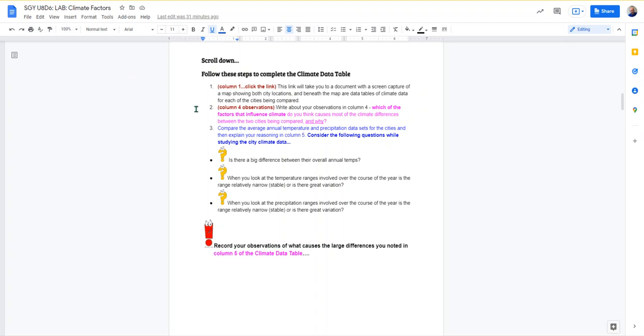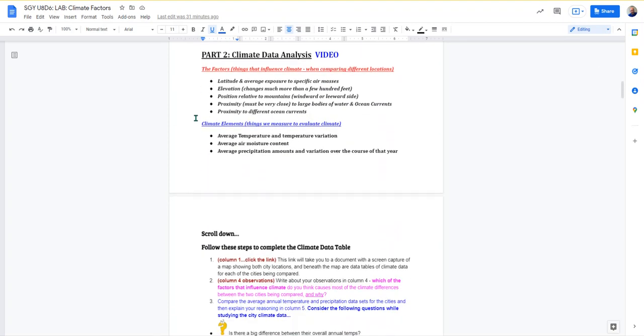Okay, so this is part two, climate data analysis, the factors that influence climate. The factors are latitude and your average exposure to specific air masses, your elevation changes more than a few hundred feet, position relative to the mountains, whether you're on the windward side or the leeward side. One side will be drier and the other side will be moister.